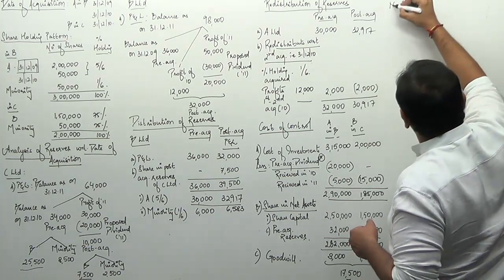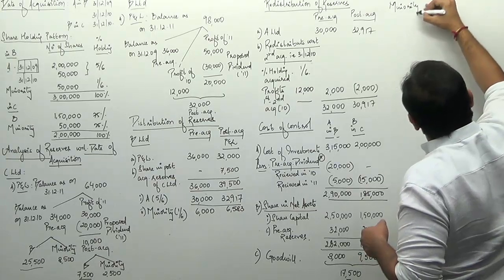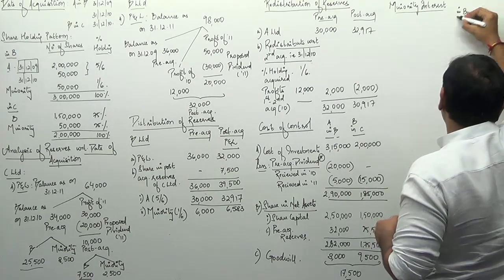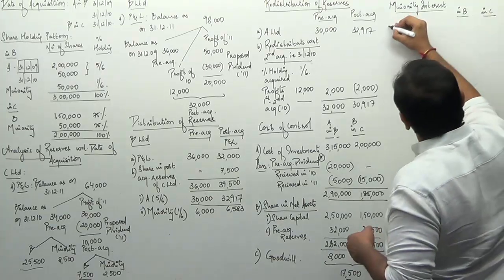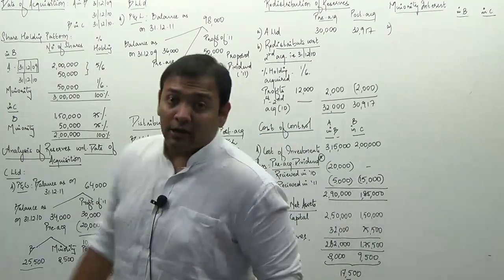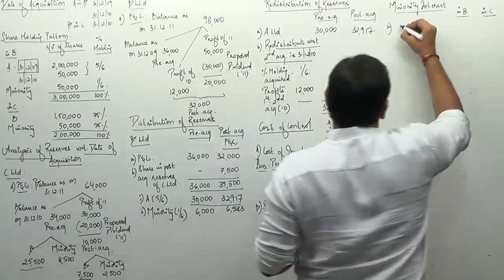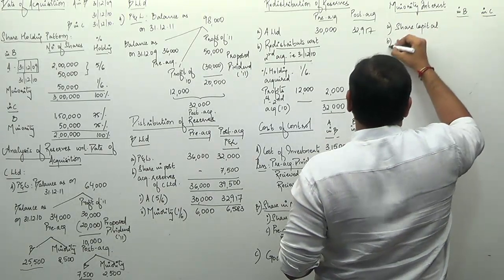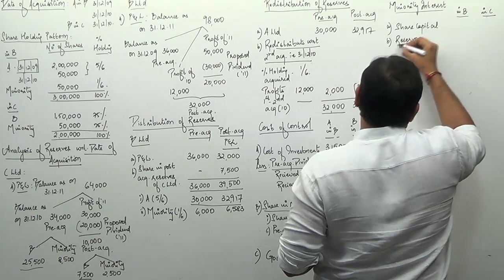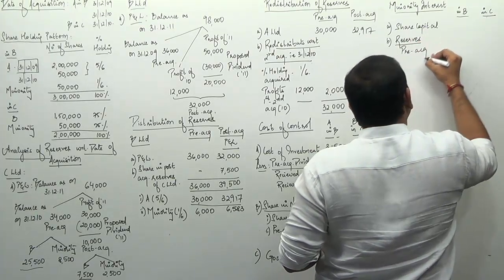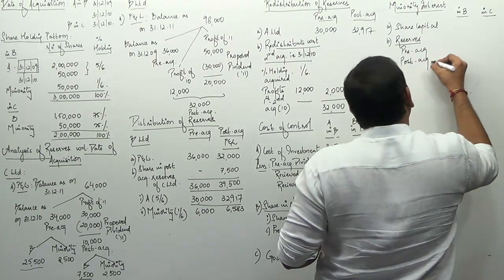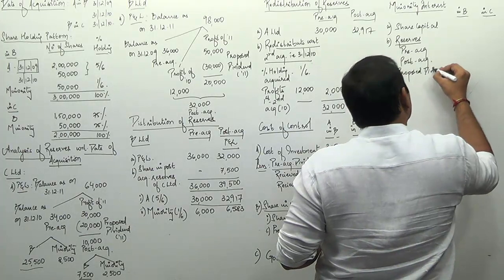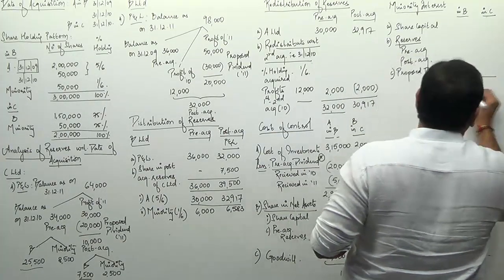Continue working with the minority interest. Maintain two columns, minority interest in B and minority interest in C. Minority interest is his share in the net assets. Net assets indicated by share capital plus reserves. Reserves we have split between pre-acquisition and post-acquisition. Do not forget an addition for proposed dividend. Dividend is proposed, not yet paid. So minority interest share of dividend should be added to the minority interest.